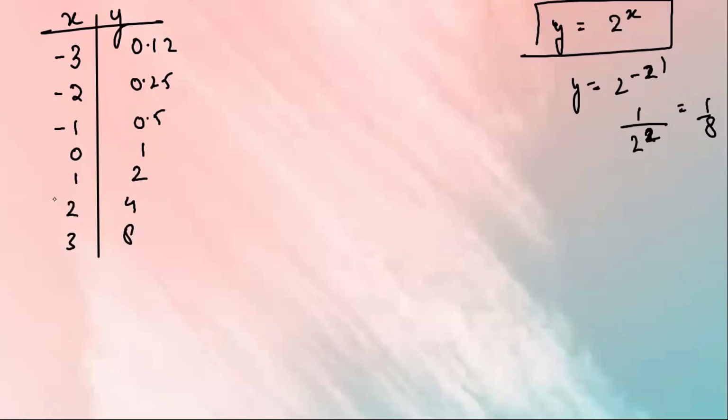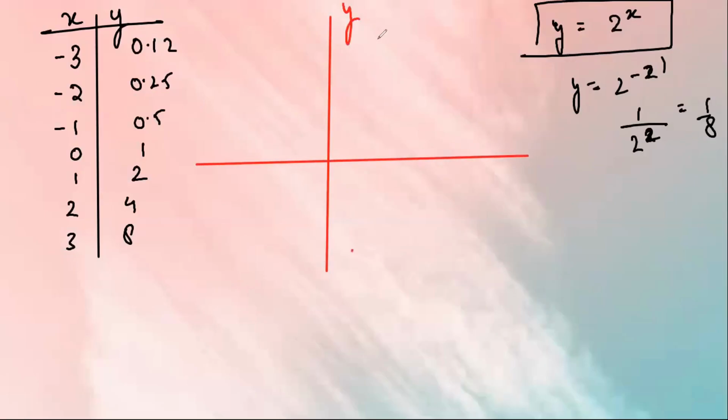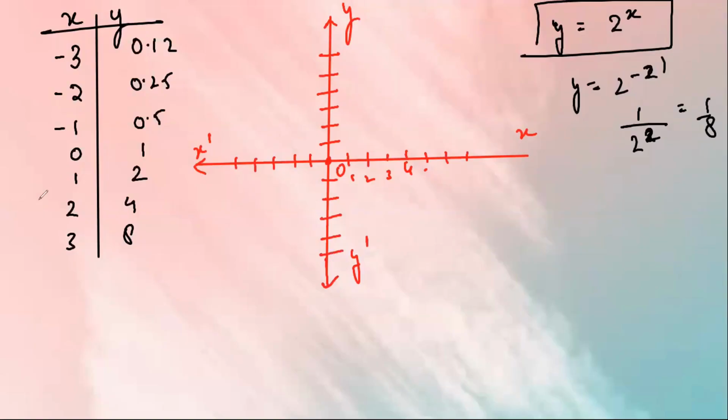Now let's have a discussion about making the graph. The vertical line is always my y-axis. So this is my y-axis. This is my negative x and positive x, and this is 0. On the right side we have positive numbers 1, 2, 3, 4, 5, 6, and so on. On the left, -1, -2, -3, -4, -5, and so on. Similarly on the y-axis, 1, 2, 3, 4, 5, 6, and so on, and -1, -2, -3, -4, -5, -6, and so on, right?